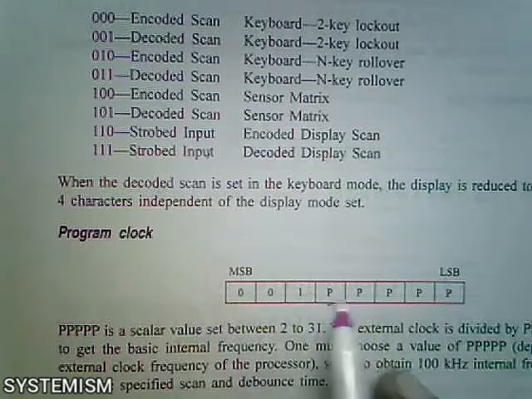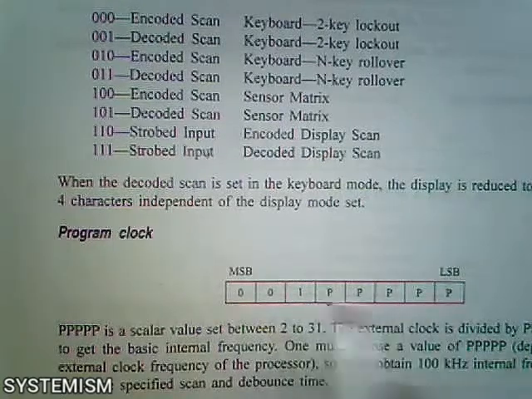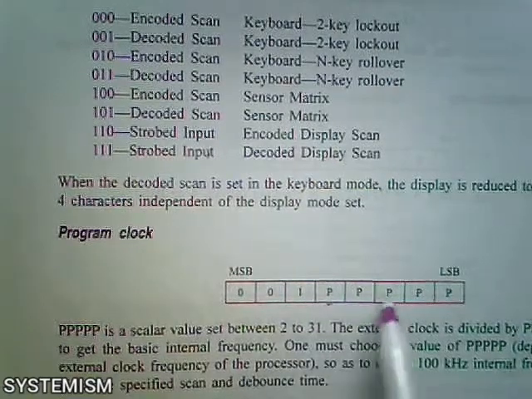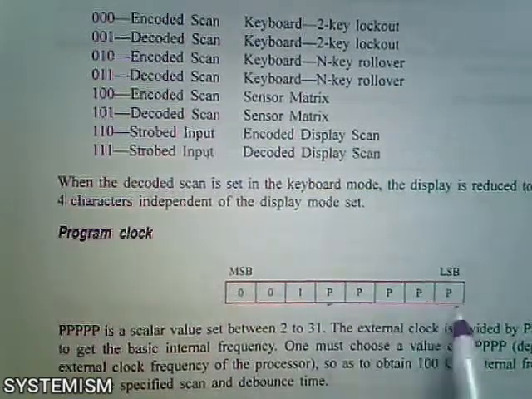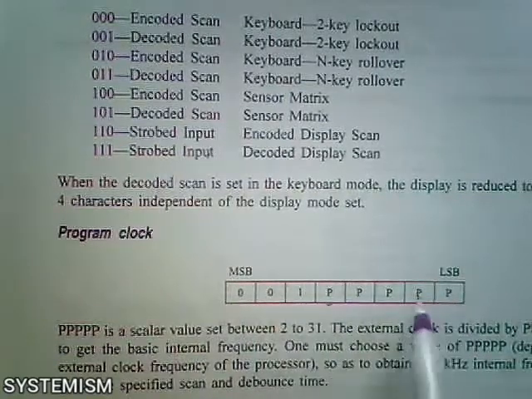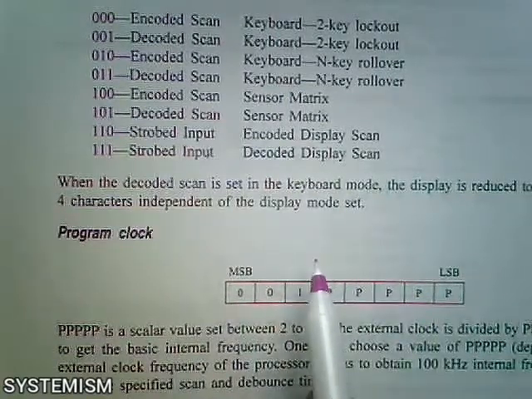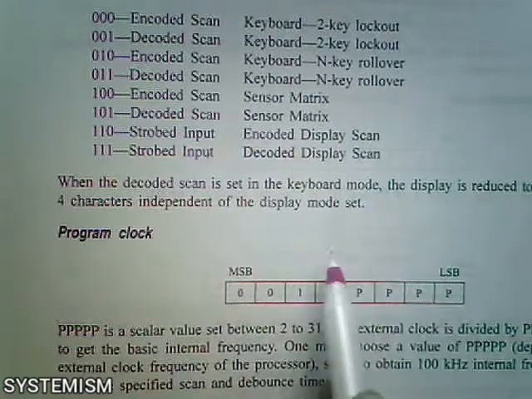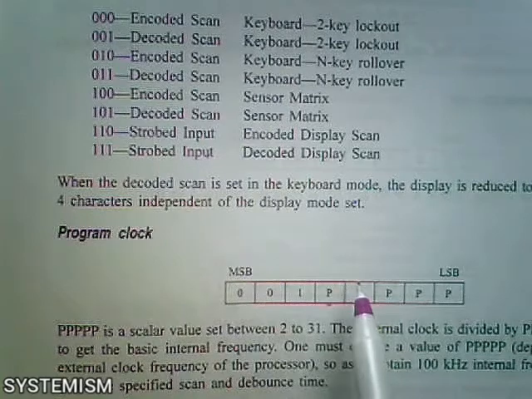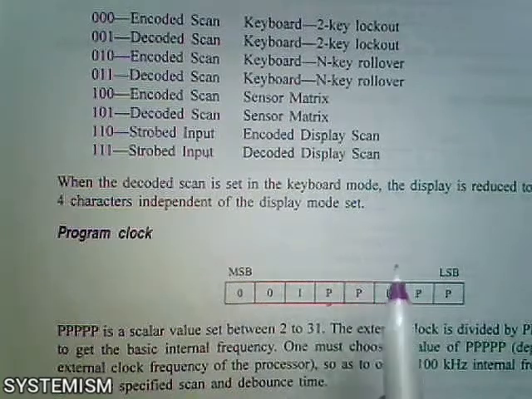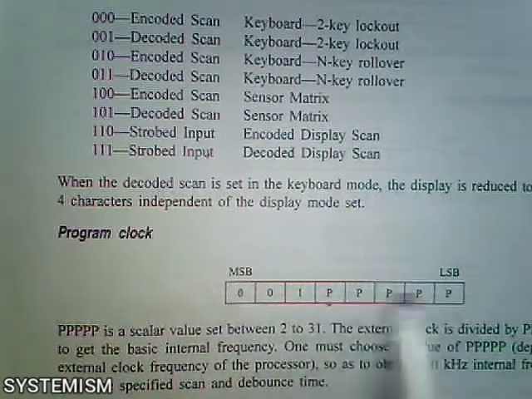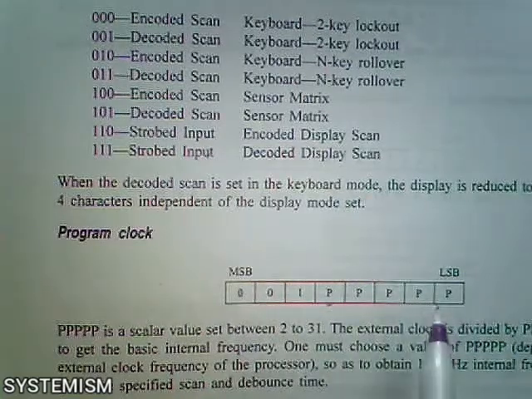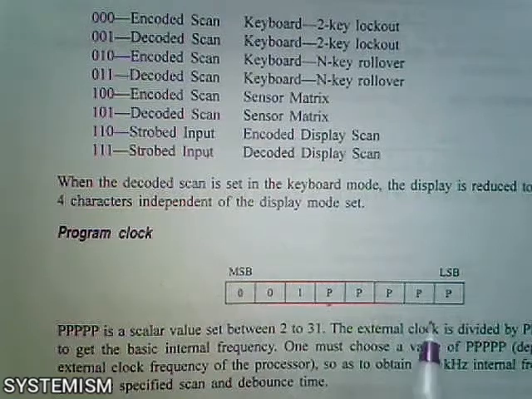The value you put in this area will divide the total clock which is coming to your 8279. So if you put 00010, which is 2, it will divide your external clock. If the external clock is 100 kilohertz, then it is divided by 2, so the clock entering your 8279 is only 50 kilohertz. So according to the value of your bits here, you can divide the clock and obtain the required clock for the 8279.